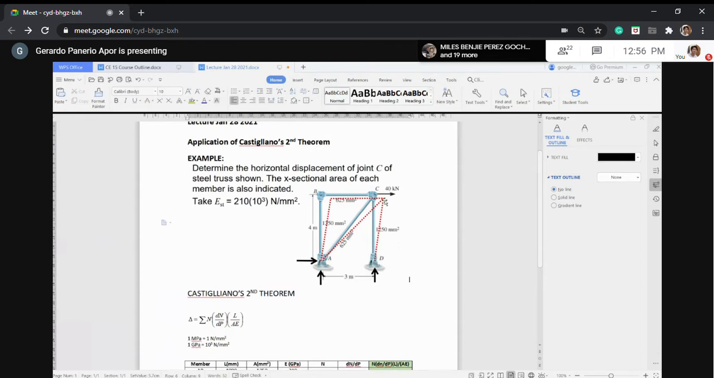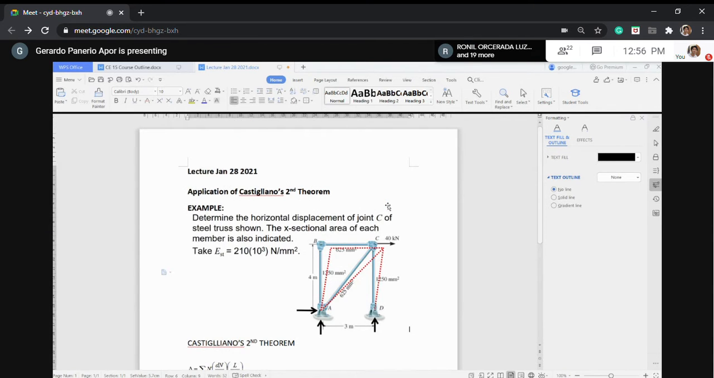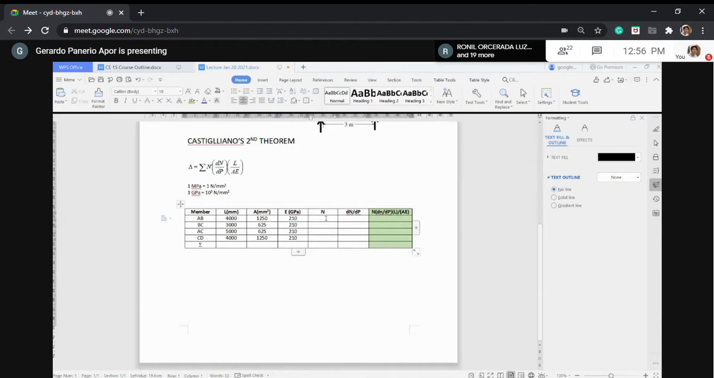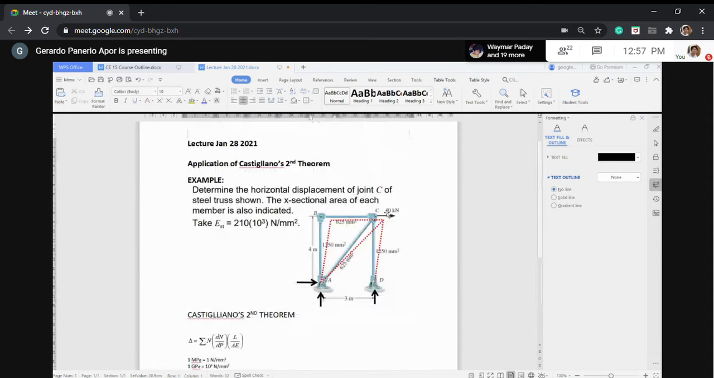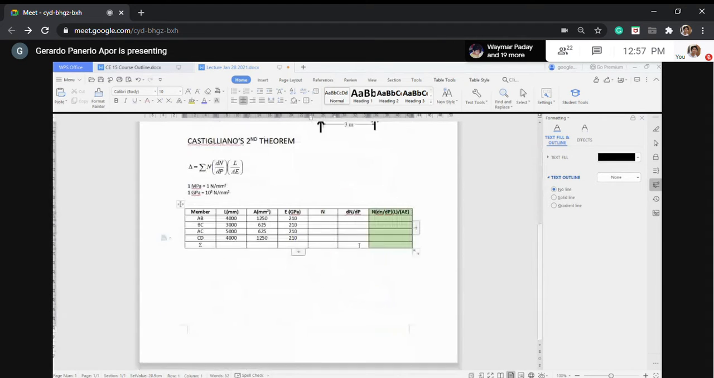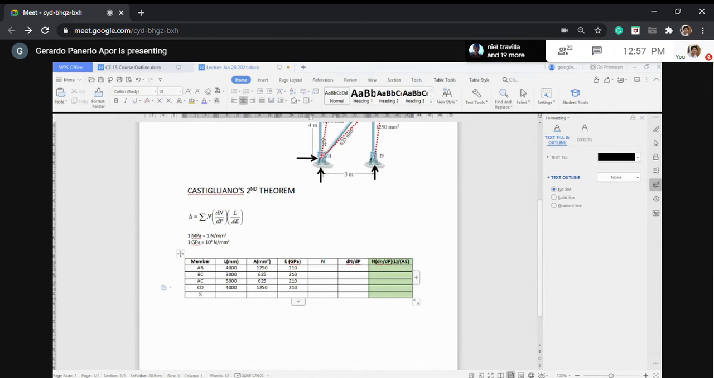Now, C will move to C prime, and that is the object of the problem here: determine the horizontal displacement delta C. But before we go to that, we still answer what is N. N is the internal axial force due to real loads, and the real load is 40. So again, I am going to solve this.